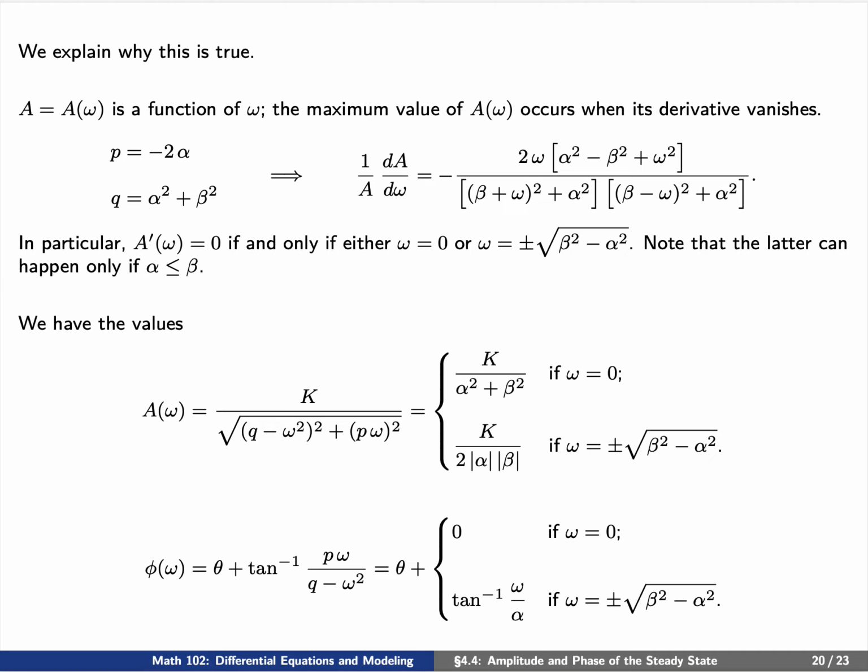We find similar formulas for phi. If omega equals 0, then phi just equals theta. On the other hand, if omega equals the square root of beta squared minus alpha squared, then phi equals theta plus the arctangent of omega divided by alpha. This explains how when we do have the case when alpha is less than beta, we can find a certain frequency omega, namely the square root of beta squared minus alpha squared, such that our amplitude capital A will reach a peak, and we can say what happens to the phase angle phi.